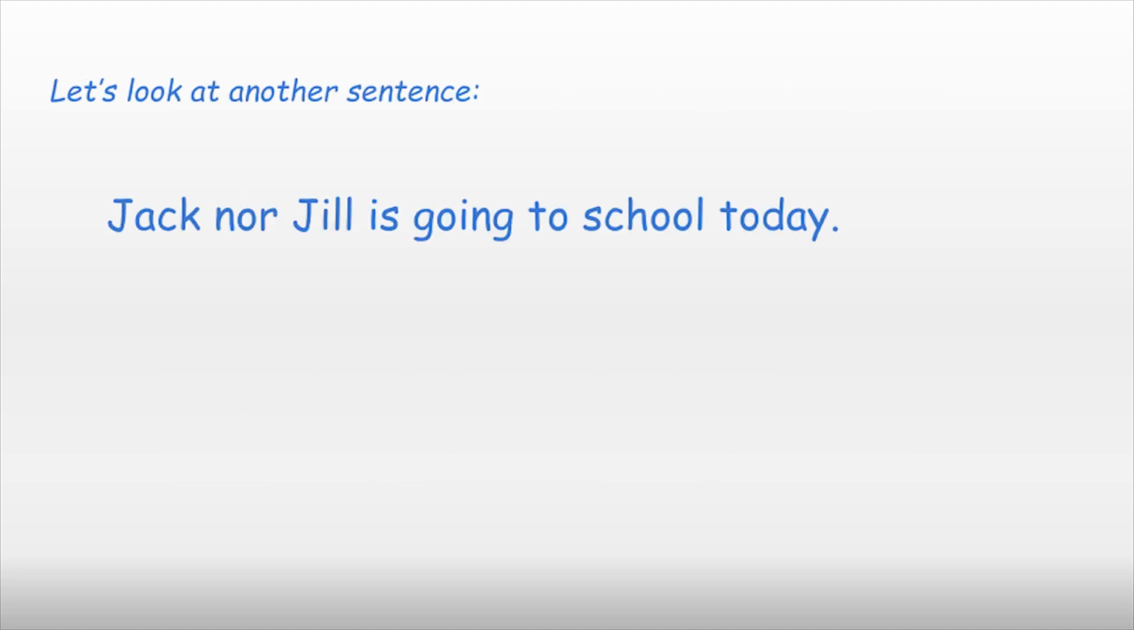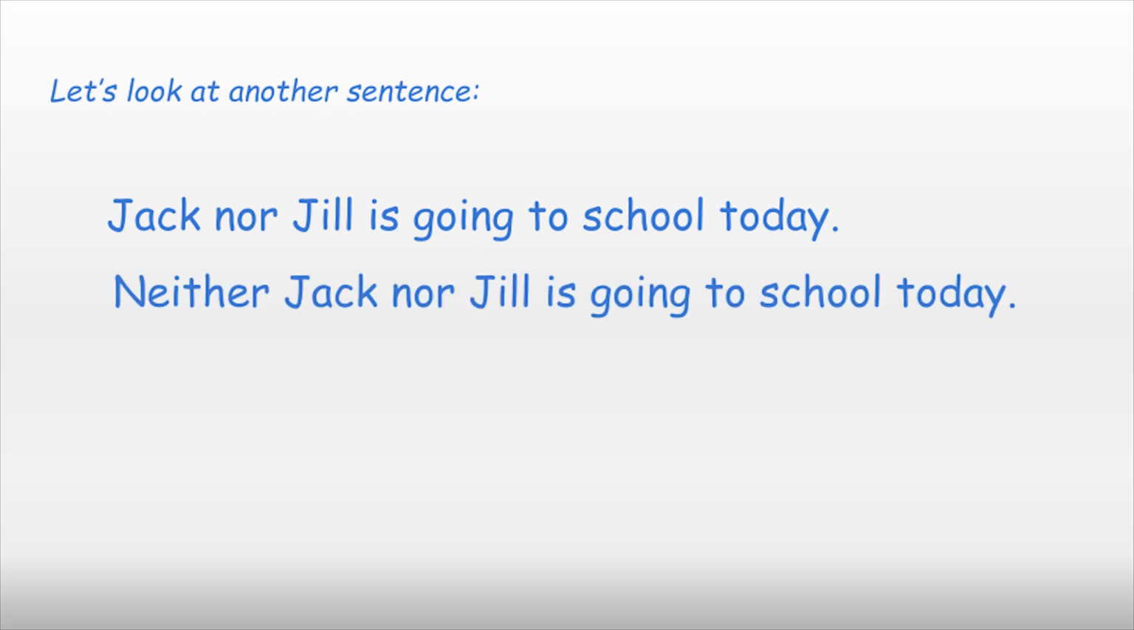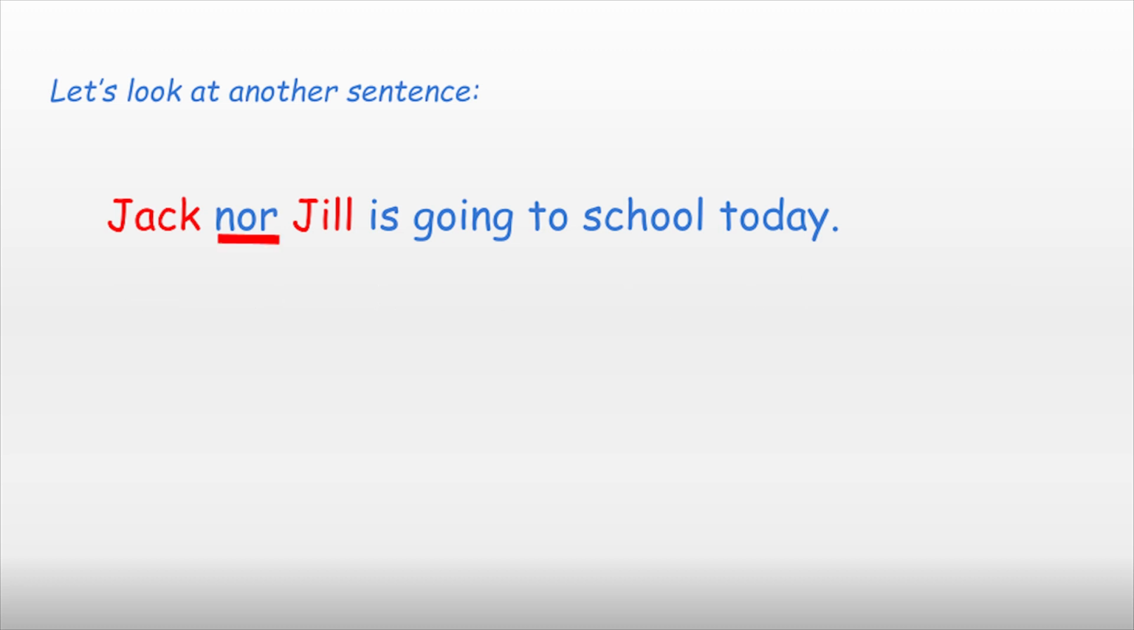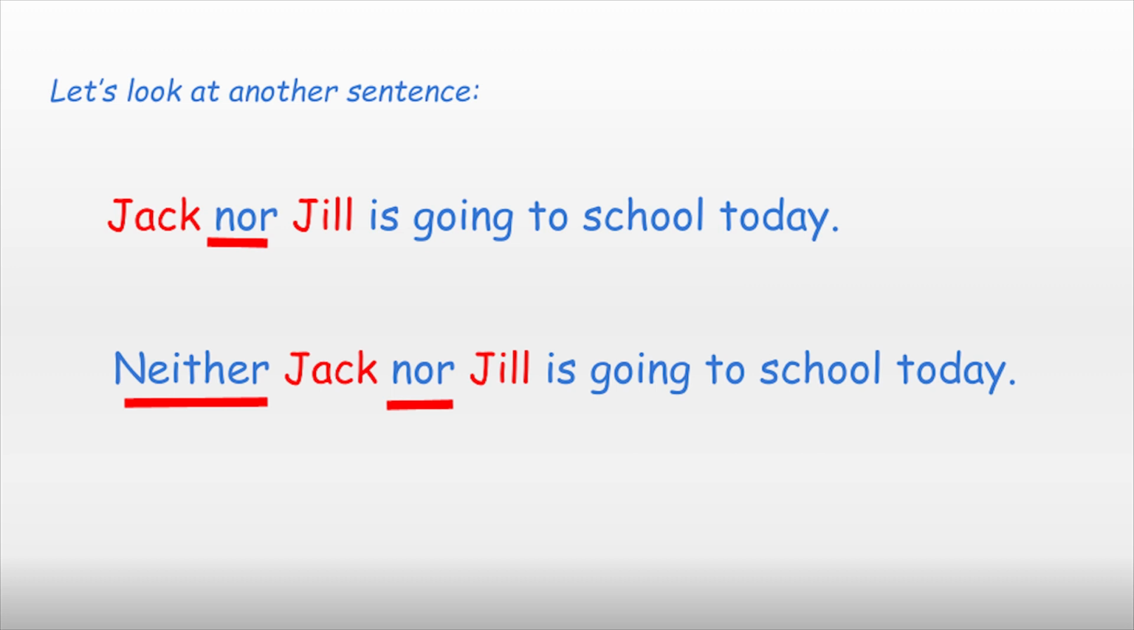Jack nor Jill is going to school today. Or we could say, neither Jack nor Jill is going to school today. The same rule applies. Two singular subjects, Jack and Jill, are joined by the conjunction nor, or as a pair, neither nor, so the verb takes the singular form is. Jack nor Jill is going to school today, or neither Jack nor Jill is going to school today.